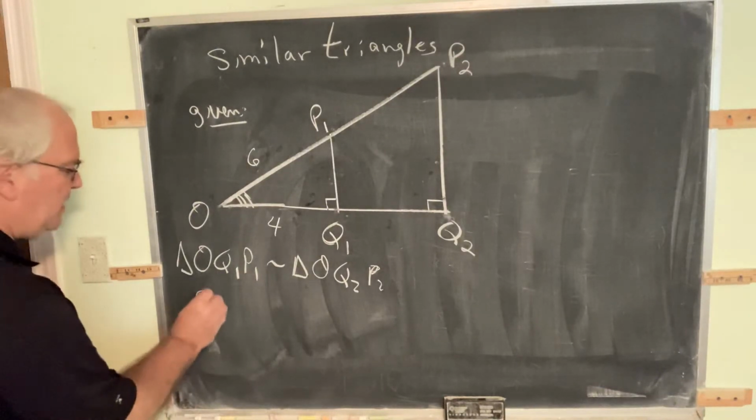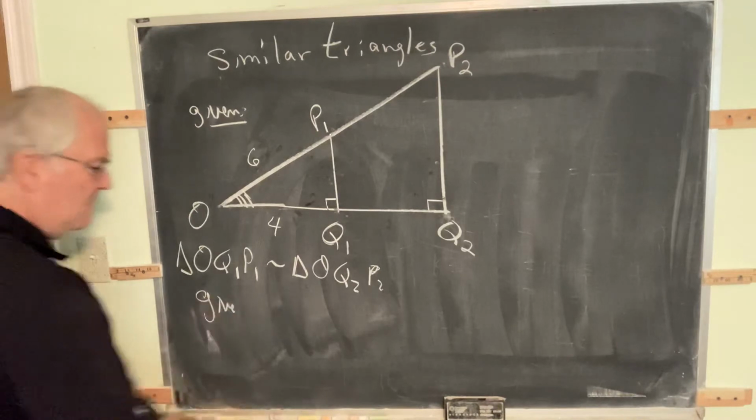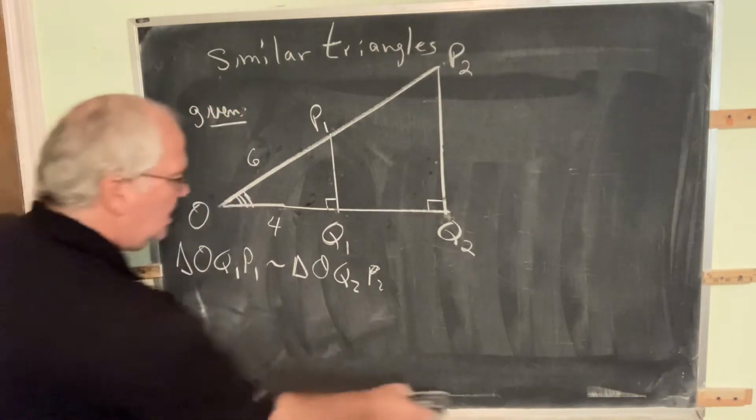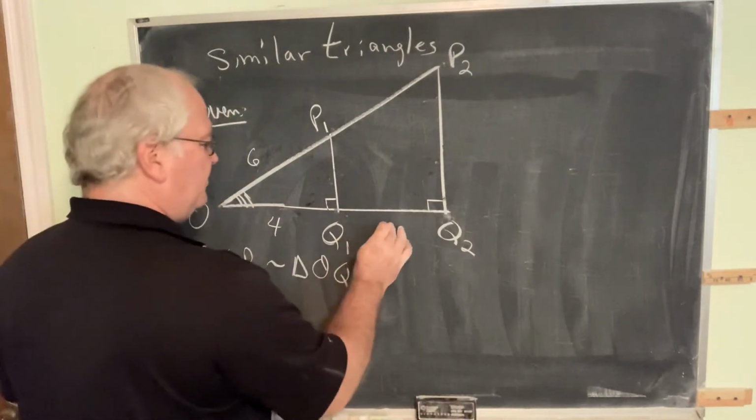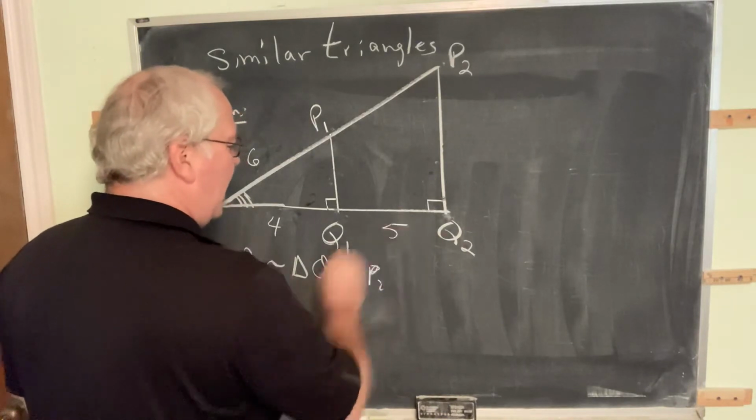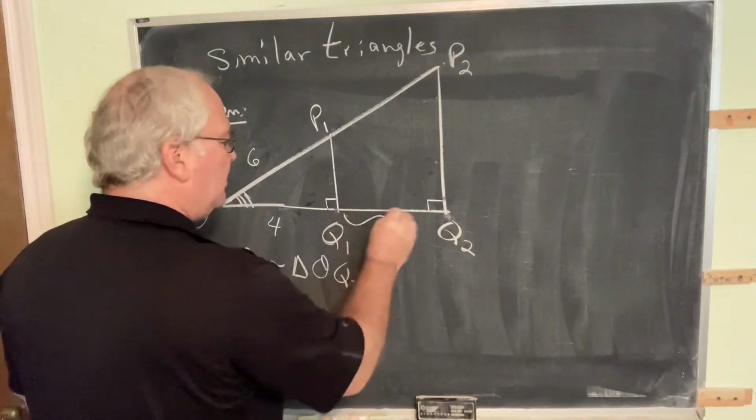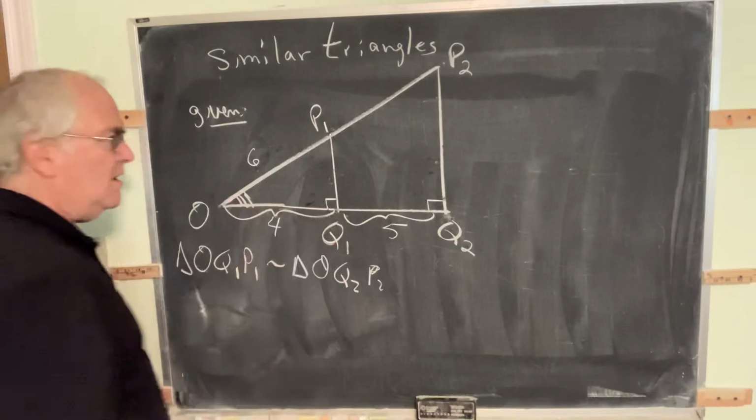And let's suppose we're given another piece of information here. Let's suppose this distance is 5. 5 goes from here to here. 4 goes from here to here. All right?